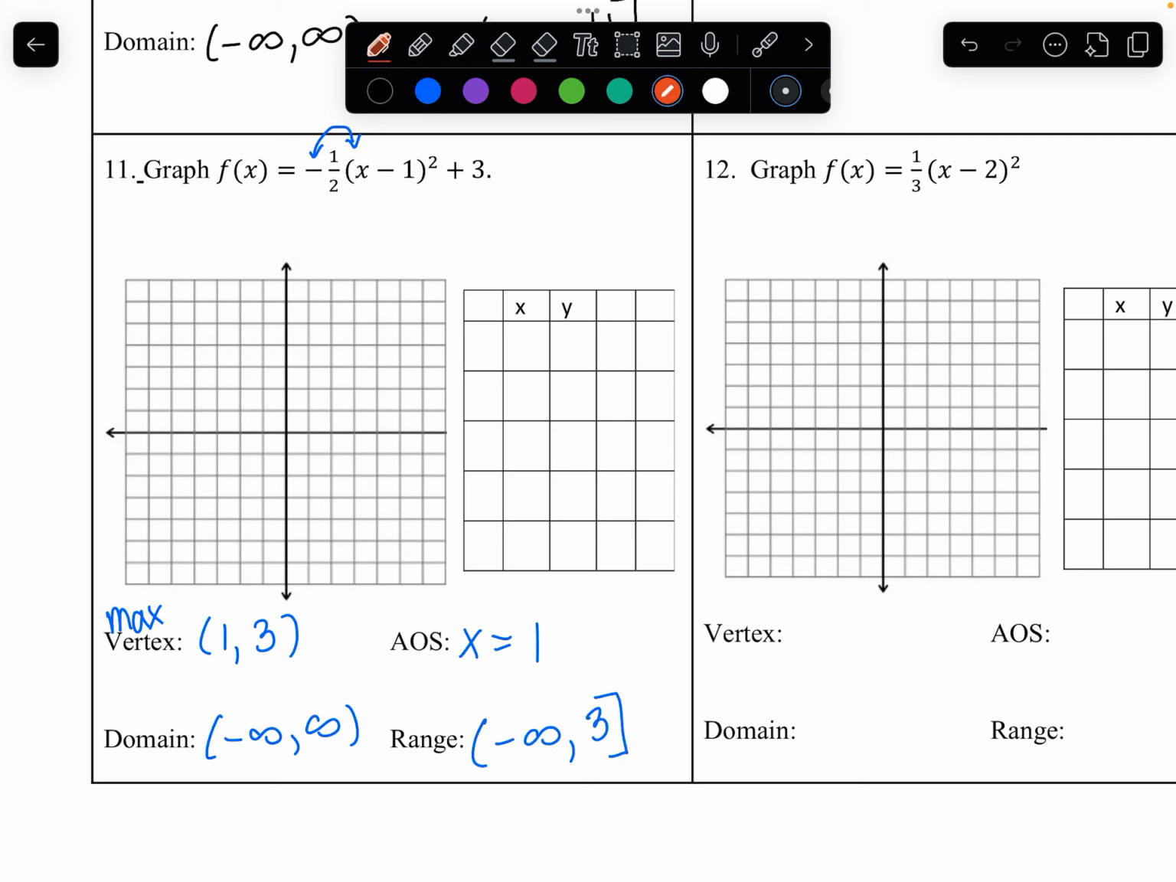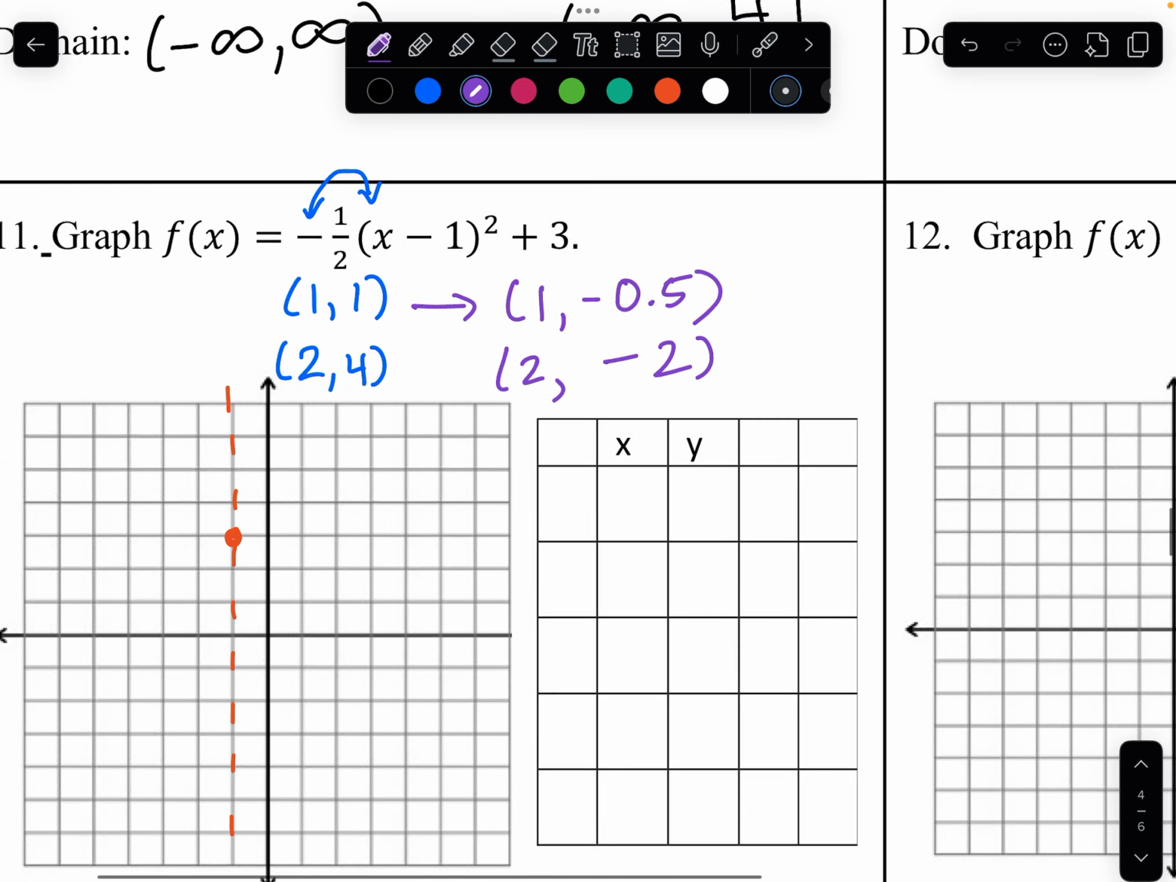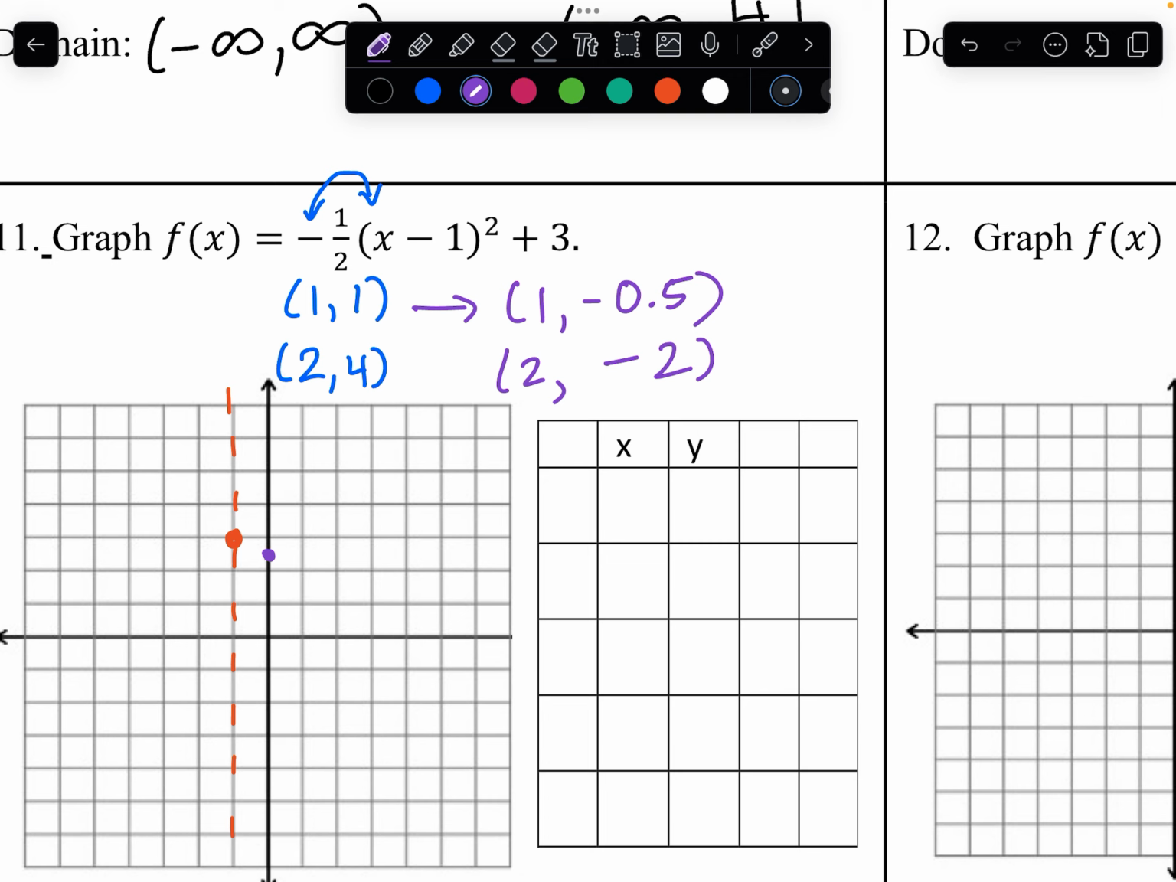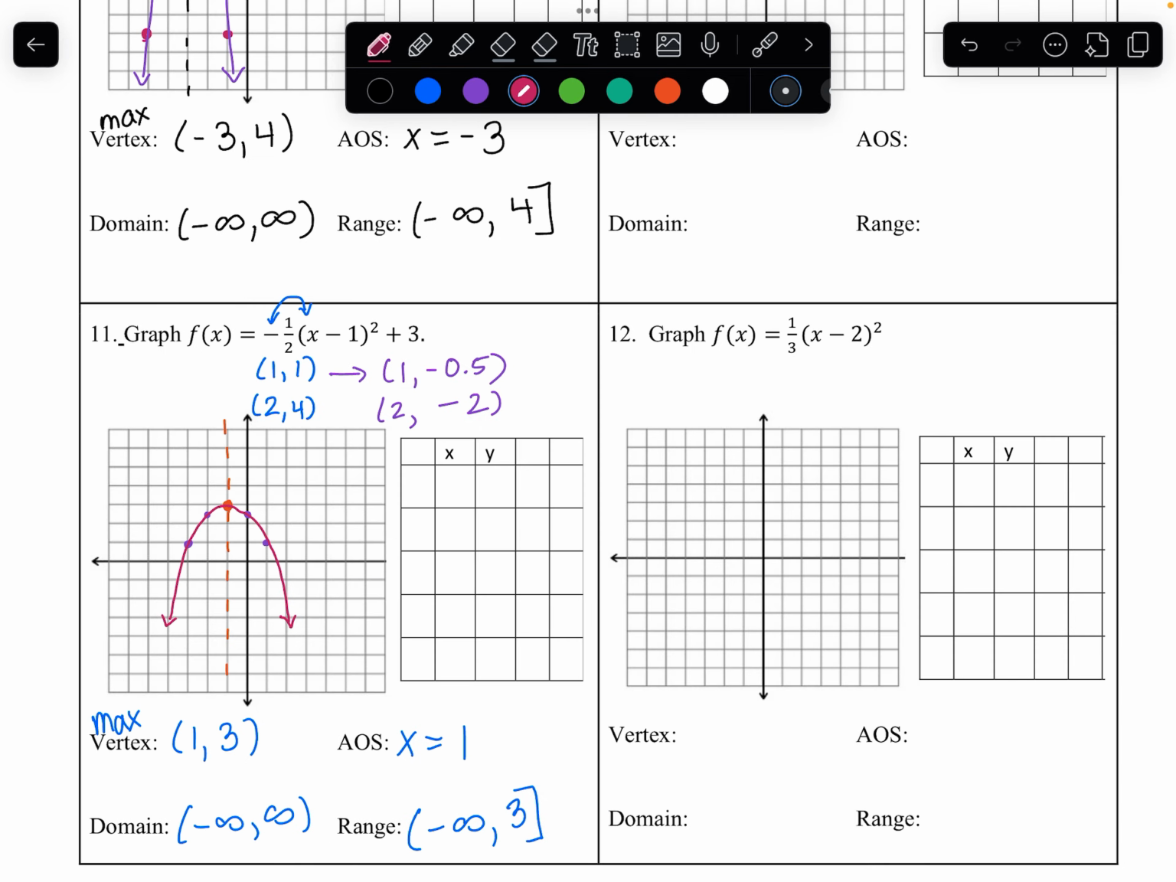And so when I plot that 1, comma 3, right there, here's my axis of symmetry. Now what I'm going to do is I'm going to take 1, 1, 2, 4, and I'm going to again multiply them by my a value. So I get 1, comma negative 0.5, 2, comma negative 2. So when I graph them, I go over 1, down a half, reflected over. Over 2, down 2, reflected over. I have 5 points, which is what we need, enough to connect them to create our graph.